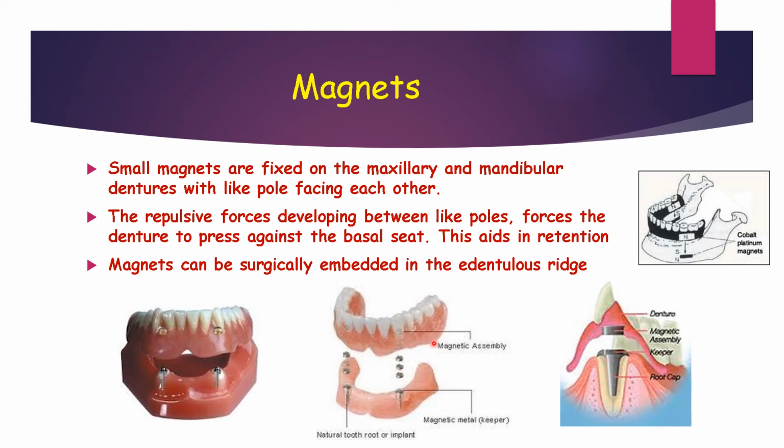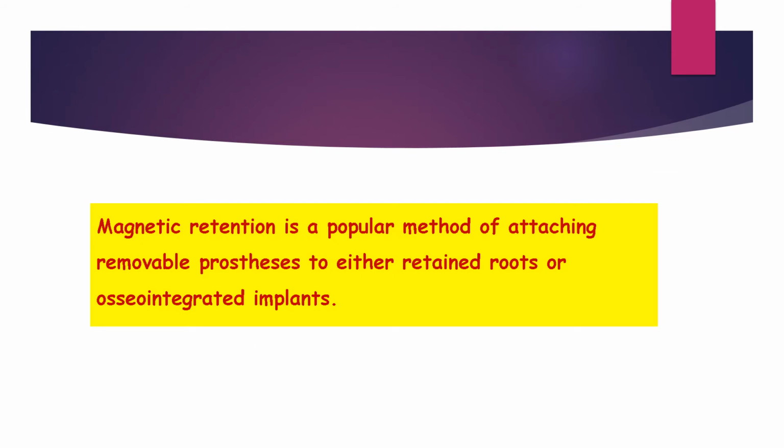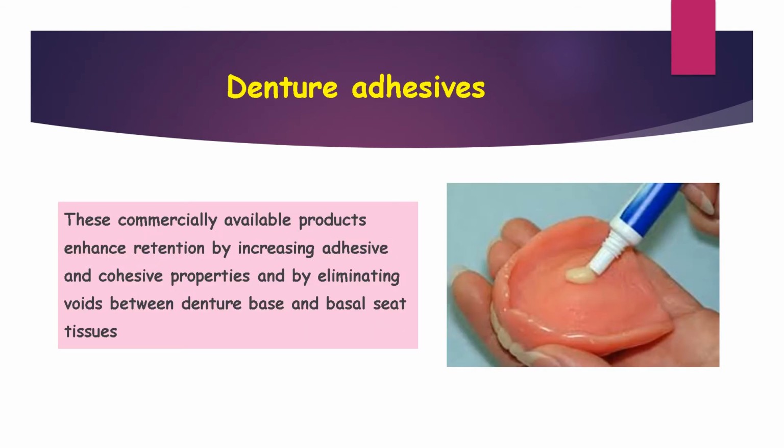So this is the magnetic assembly. This is the magnetic metal or keeper. This is a natural tooth root or implant. These are the various magnets. So this is cobalt platinum magnets. Magnetic retention is a popular method of attaching removable prostheses to either retained roots or osseointegrated implants.